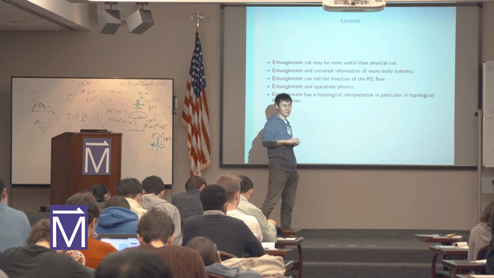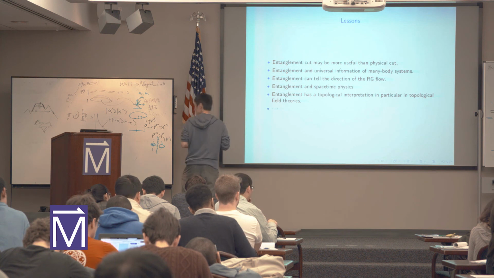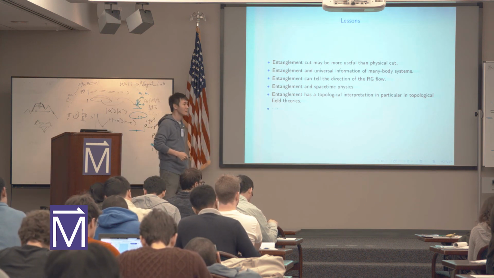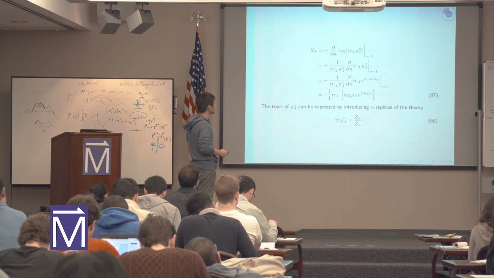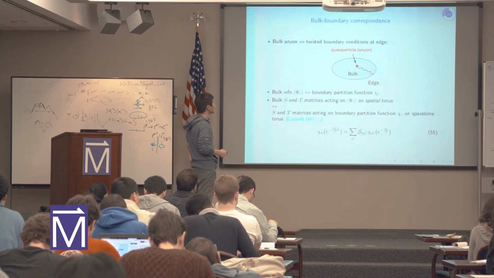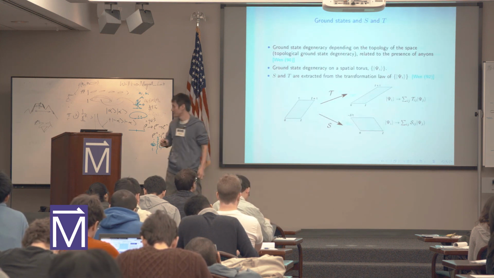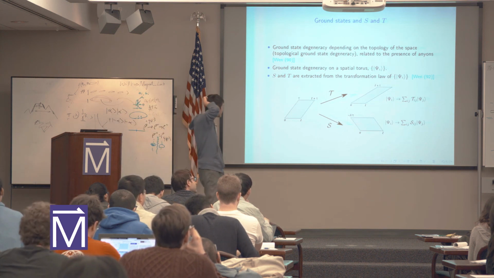More questions? Maybe I'll ask one. Could you go back to the slide where you show the different ways of twisting the torus to actually extract the T and S matrices? Yeah, that's the one. I'm actually not seeing the difference between the upper and the lower panels. What's the difference?